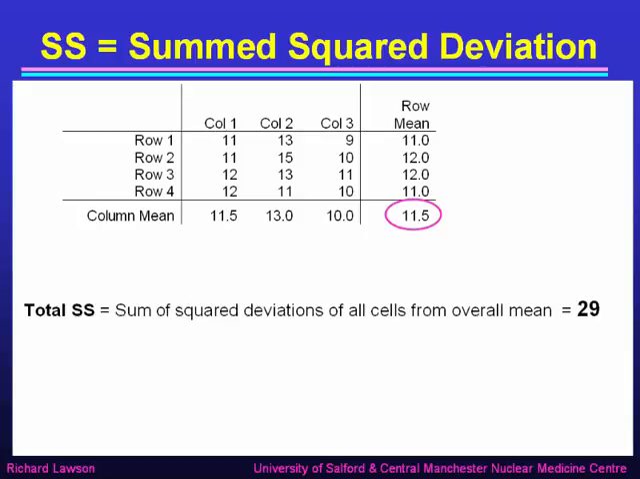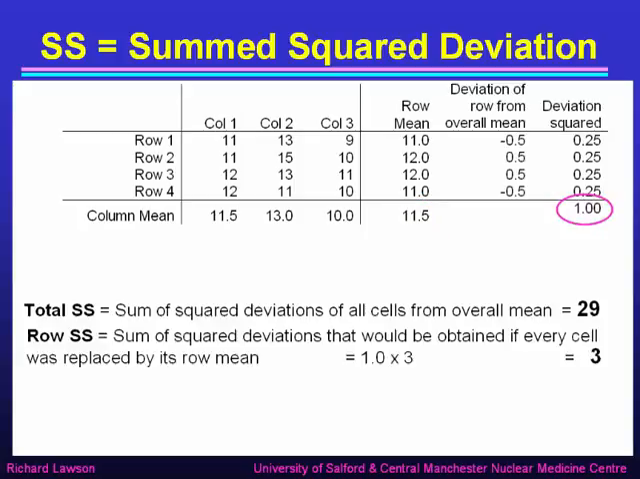Then if we look at the contribution to sums of squares, the total sum squared is the sum of the squared deviations of all 12 cells from the overall mean of 11.5. So we take 11.5 from each of those measurements, sum the squared deviations, and that gives us 29. You can work it out for yourself if you want.